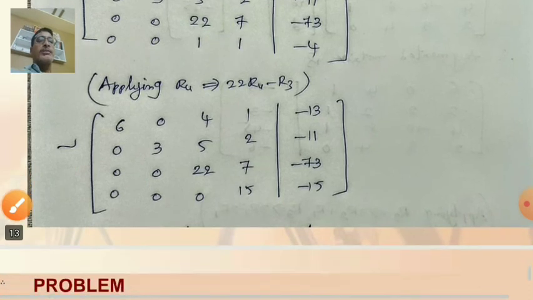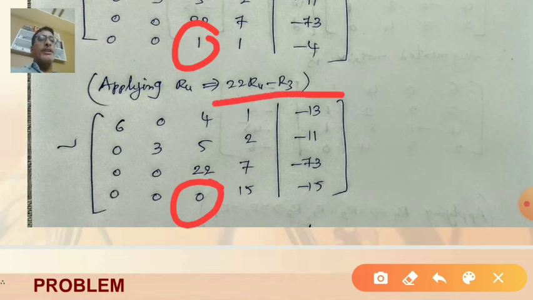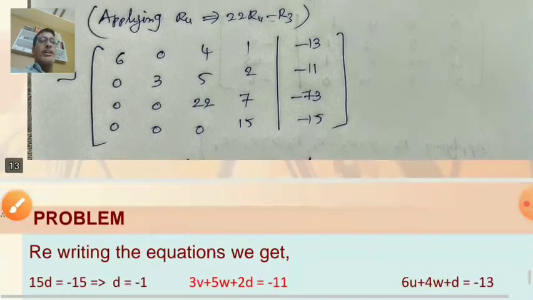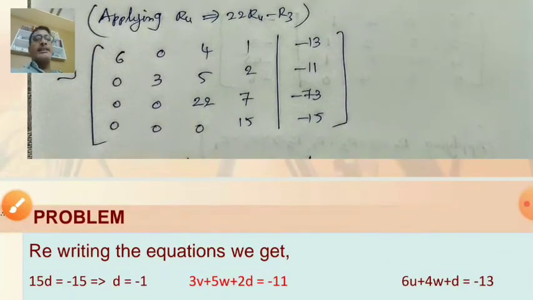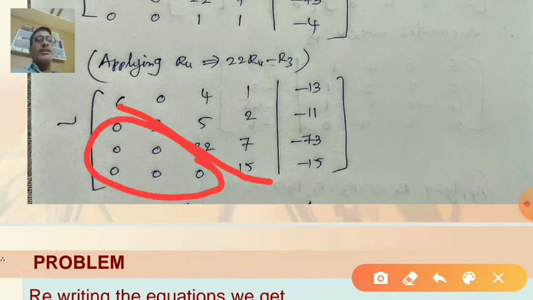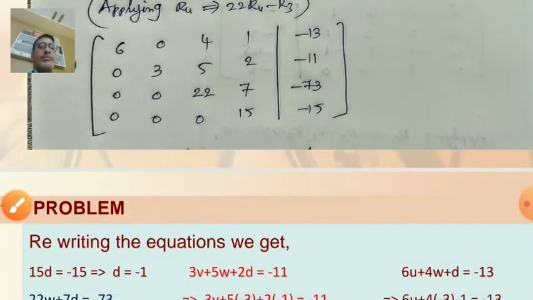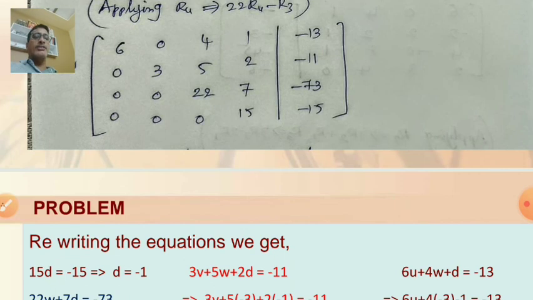So that the element in this place will be converted into 0, and we have to apply the same operation to these elements also. You will get like this. So here you can see all the elements below the principal diagonal are 0. Therefore the augmented matrix A has been converted into an upper triangular matrix.